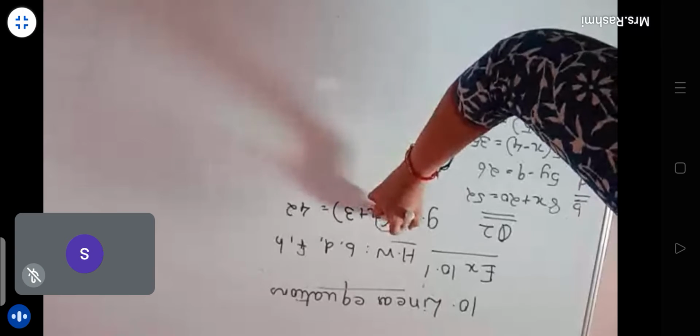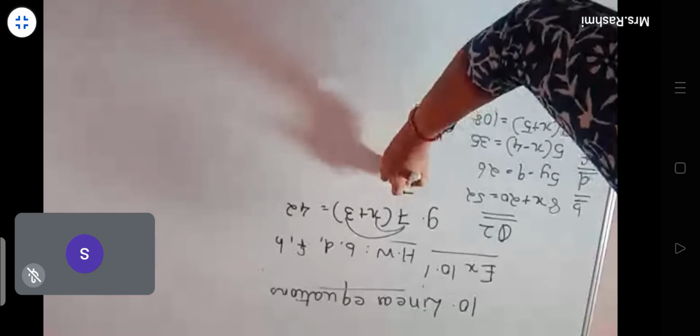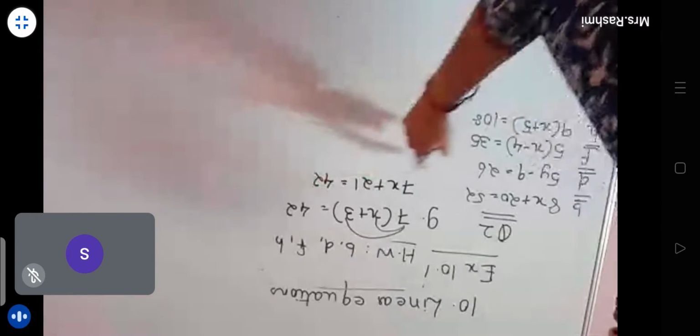Ma'am, moving this, we will be 21. Moving, I got 3. So as everybody else is saying, that method is also correct. Or else you can solve it in this.